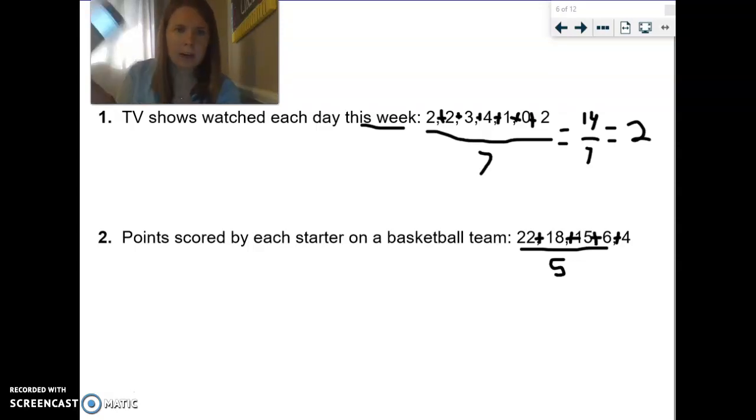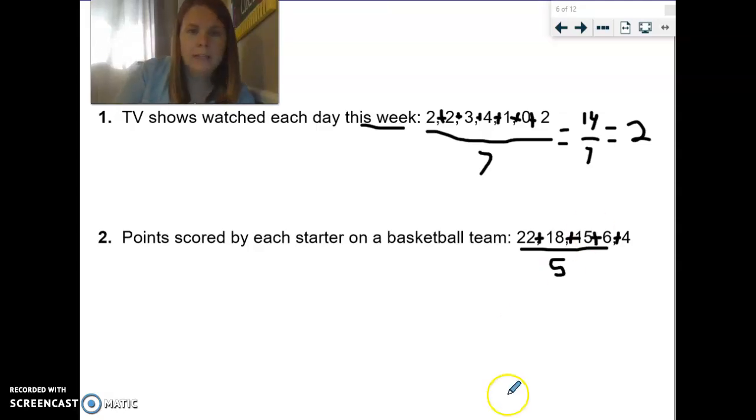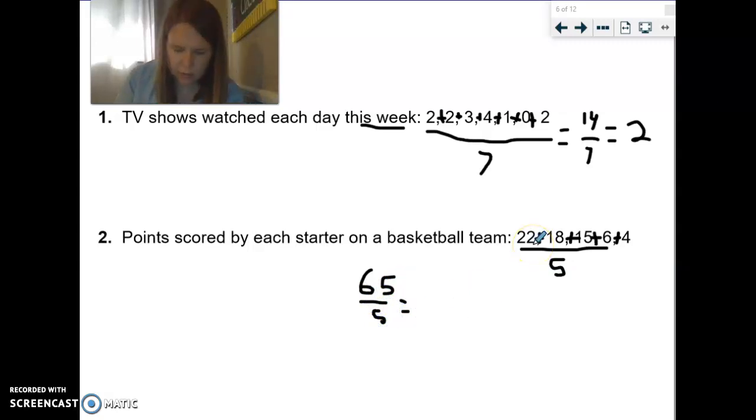So I'm going to use my calculator. Again, if you want to use your phone or a computer, you can do that if you don't have an actual calculator. So 22 plus 18 plus 15 plus 6 plus 4. All right, that looks to be the top part. I get 65 divided by 5, which I can already tell is going to be 13, but let me just double check.